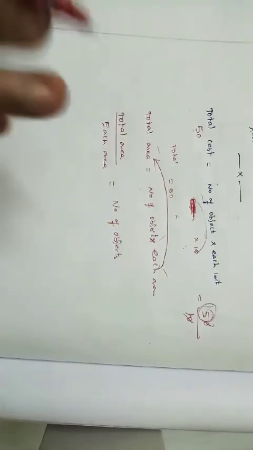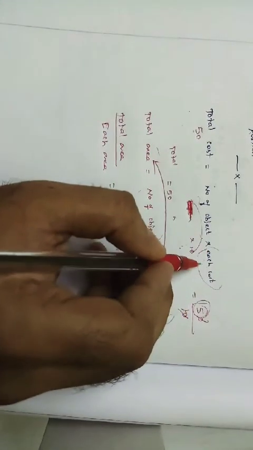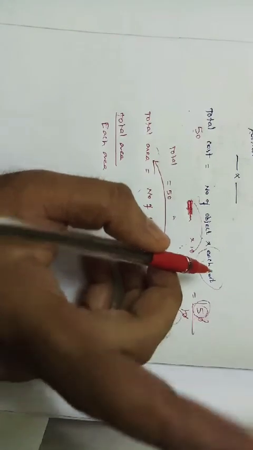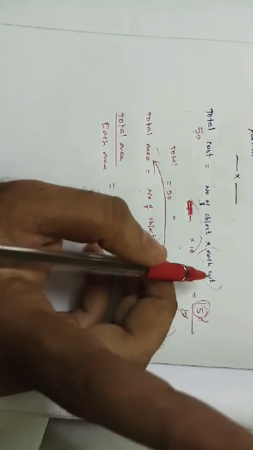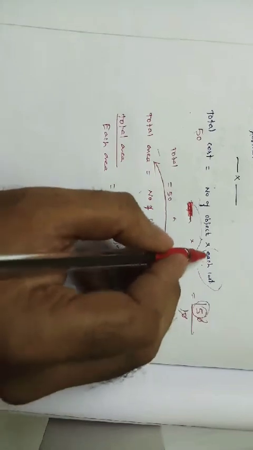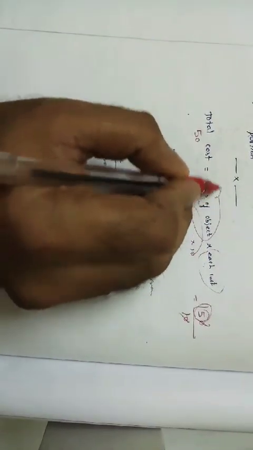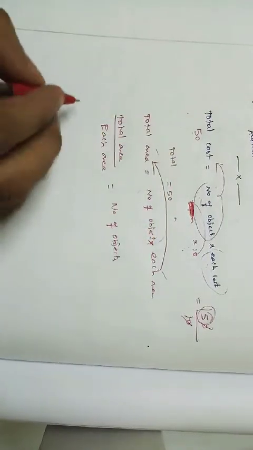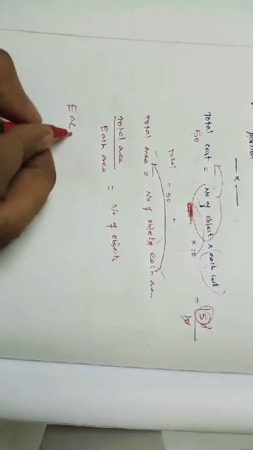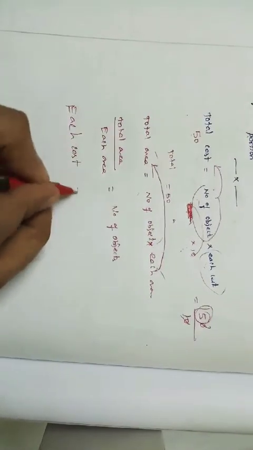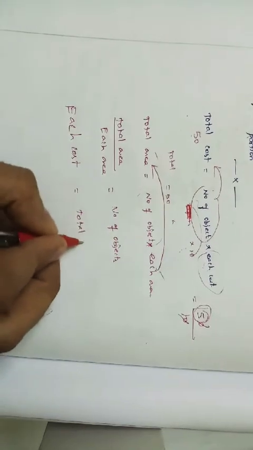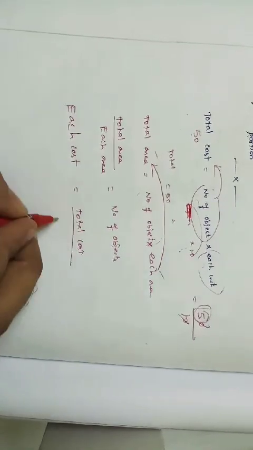Understood? Suppose they are asking for each cost, the cost for one pen or cost for one object. Likewise, if they are asking that, it is the same thing: just take the number of objects to the LHS and divide. So each cost or each area is equal to total cost divided by the number of objects.